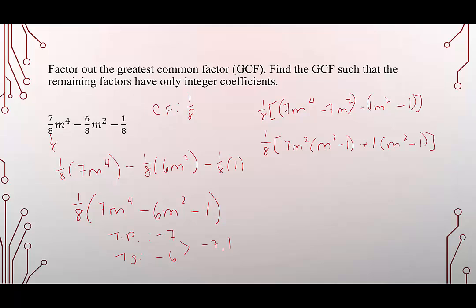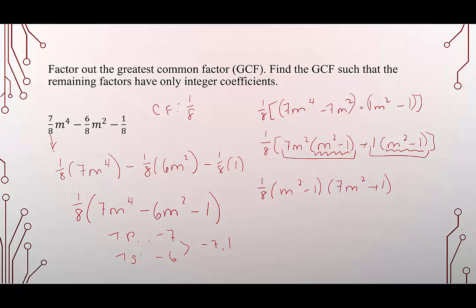Now inside the braces, I have 2 terms. This is one term, and this is a second term. Those 2 terms have a common factor, right? They both have m squared minus 1 as something being multiplied to something else. So we're going to factor out that common factor. That's m squared minus 1 times what's left, 7m squared from the first term and plus 1 from the second term. Now you might be saying, we did it, we're all done, hooray!